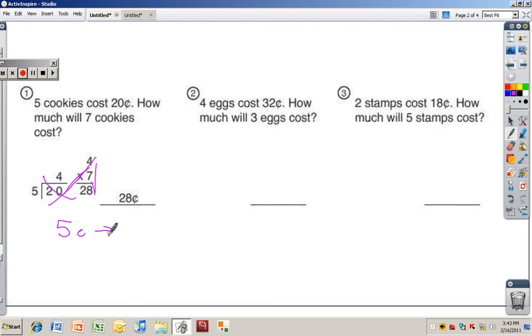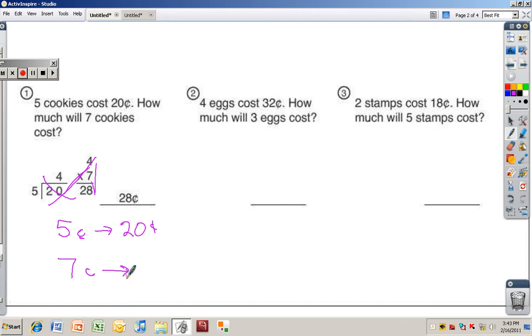Everybody write 5C, C for cookies. Don't forget to write that. That way you save some confusion. For 20 cents. And make sure you put the cent sign. Don't just put numbers. Make sure you put an arrow in there. And then you have 7 cookies. We don't know what that would cost, so that's our missing number.